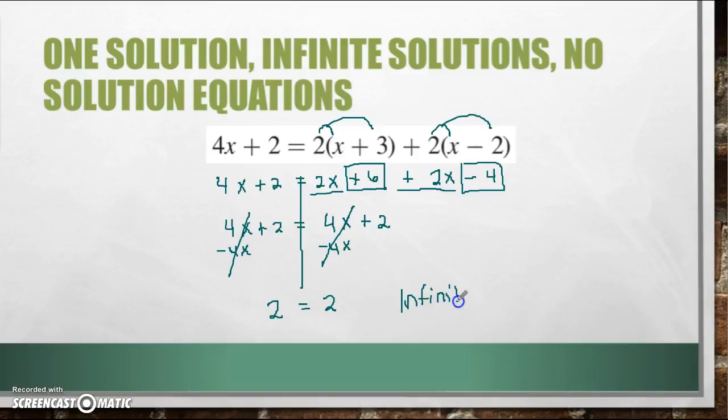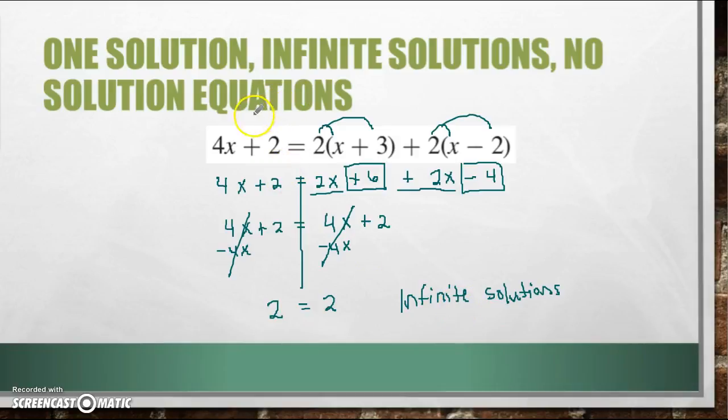When your variables cancel all the way off and you end up with a true statement at the end, 2 does equal 2, this is infinite solutions. Notice I don't have variables anymore. It's not saying x equals 10, for example. It's just saying 2 equals 2. My variables canceled off. If you end up with a true statement at the end, it's infinite solutions.